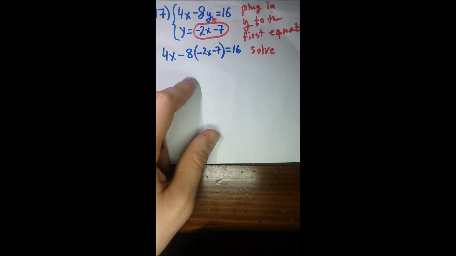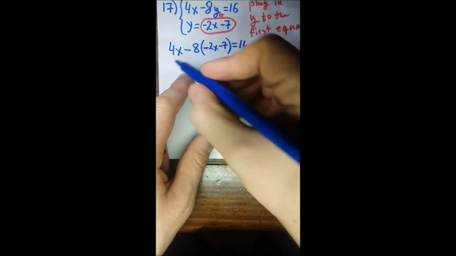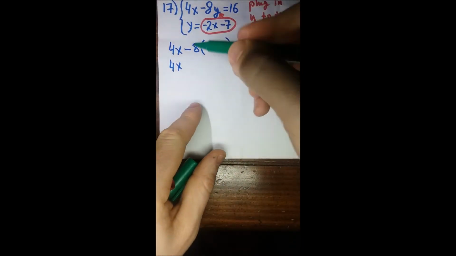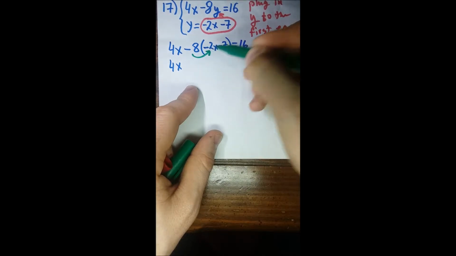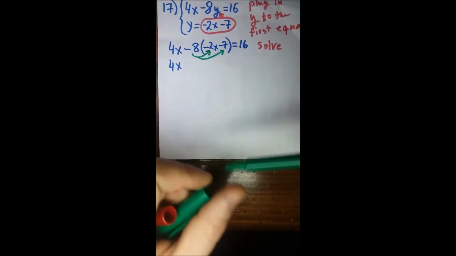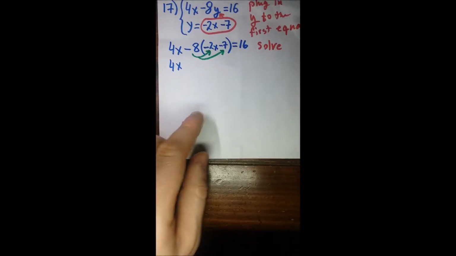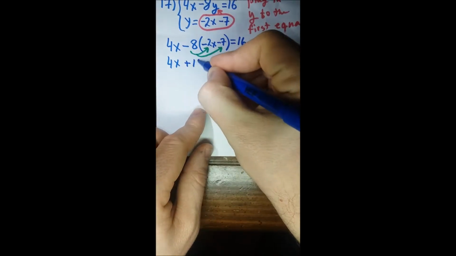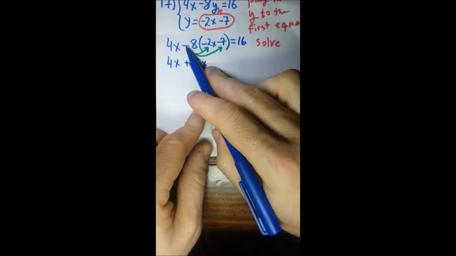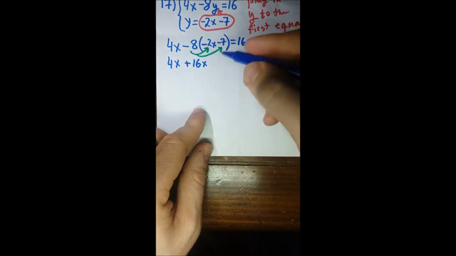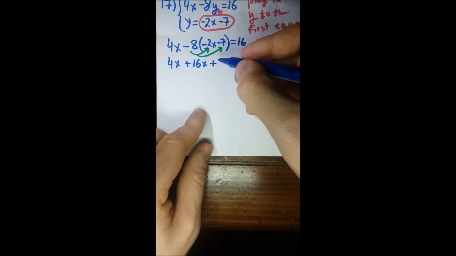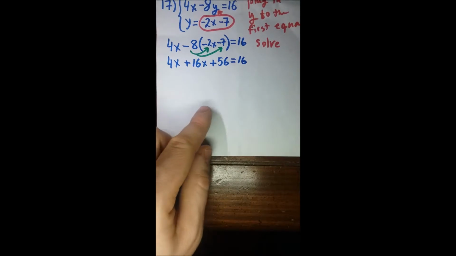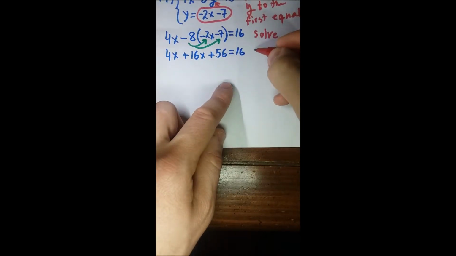this one, and let's go ahead and undo the parenthesis first. So it's going to be 4x, and then this minus 8 needs to be distributed into this parenthesis, right? So multiply by these two terms. Minus 8 times minus 2x is a positive 16x. Minus 8 times minus 7 is a positive 56, because negative times a negative is a positive, equals 16, okay?